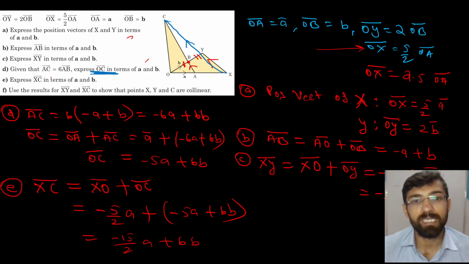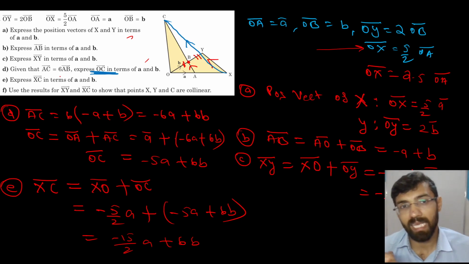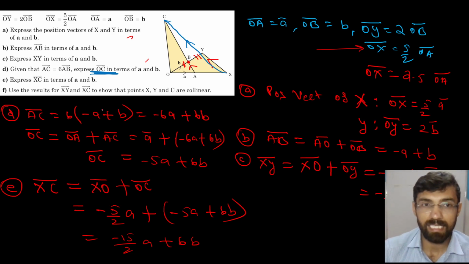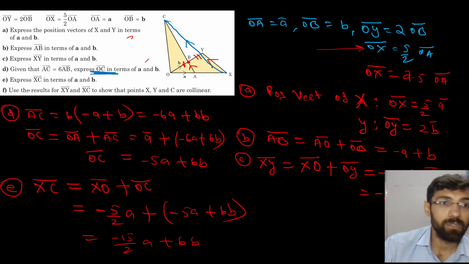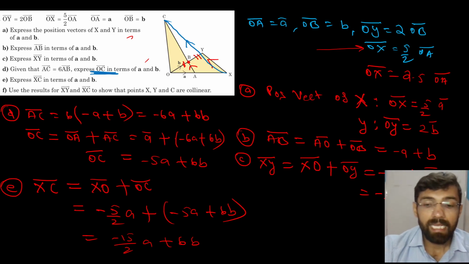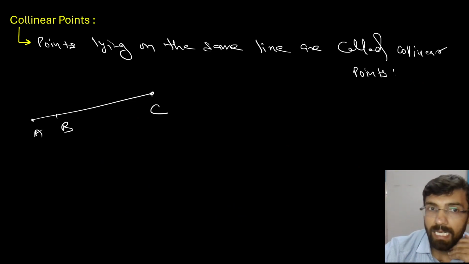Now the most important question, the one for which I have taken this part F: use the result of XY and XE to show that X, Y, C are collinear. We have to show points X, Y, C are collinear. We learnt that collinear points are points which lie on the same line. Anyway, we have to prove point X comma.